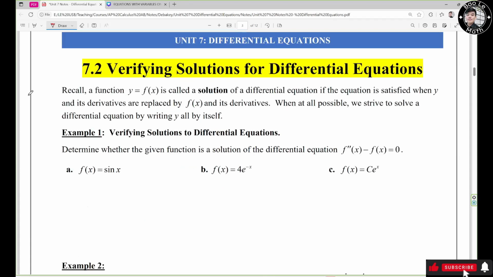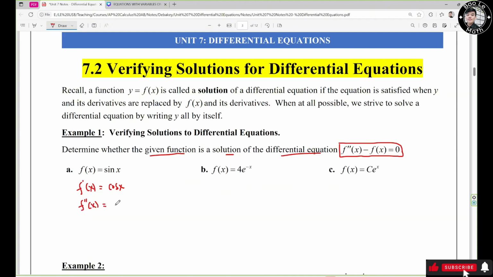We're going to explore topic 7.2, verifying solutions to differential equations. Example number 1. Determine whether the given function is a solution to the differential equation f double prime of s minus f of s equals 0. You are given f of s equals sine s, then you're going to take the first derivative of f of s. It's going to be cosine of s. And then you're going to take the second derivative.